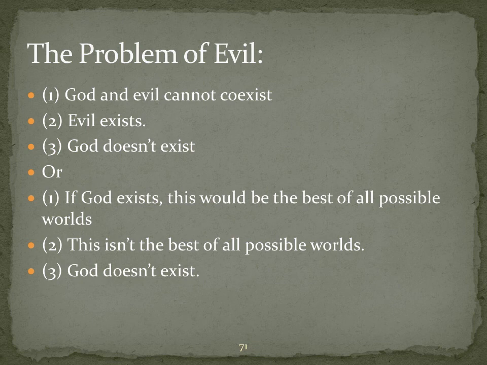So that was an argument from the Christian tradition for the existence of God. Now we'll look at an argument against the existence of God, known as the problem of evil. There are different ways to articulate this argument. Here's the top one. God and evil cannot coexist. Evil exists, therefore God doesn't exist. Or, if God exists, the world would be the best of all possible worlds, but this isn't the best of all possible worlds, so God doesn't exist.